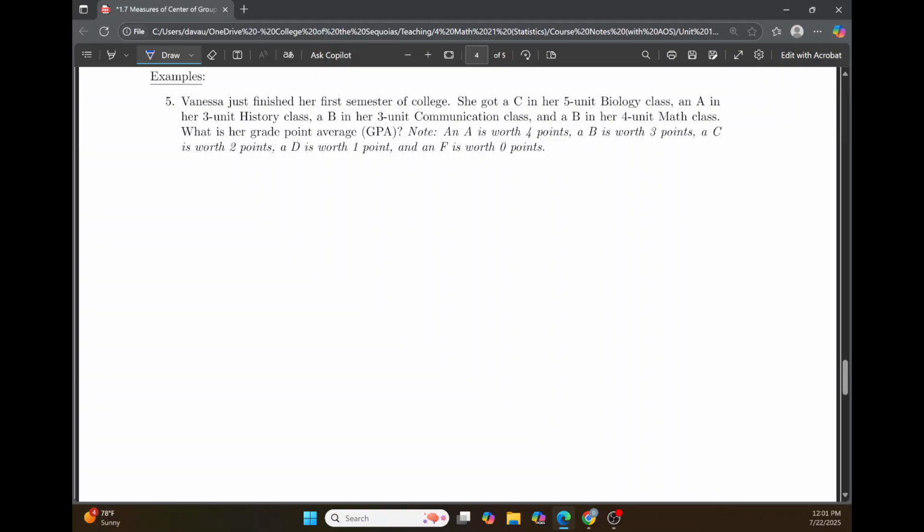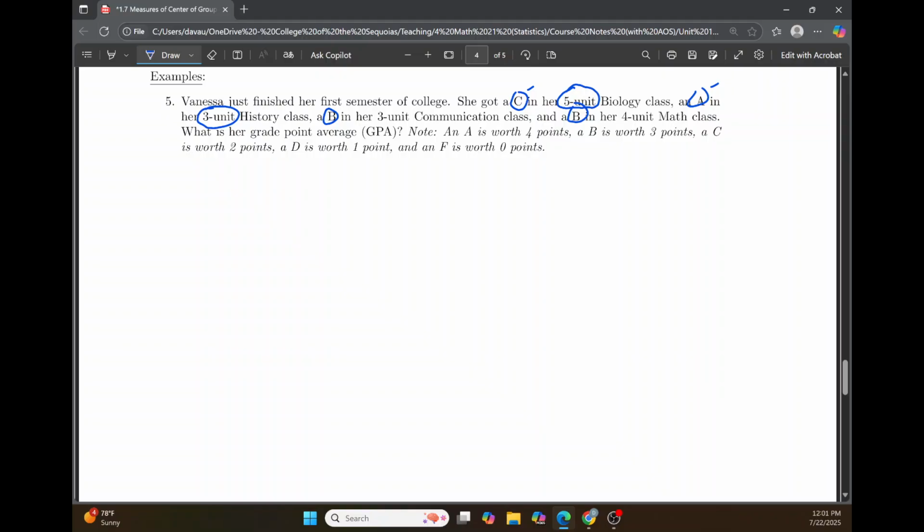Now, at first glance, you might think, oh, well, she got a C, an A, a B, and a B. So that should average out to a B, right? Because the A and the C kind of cancel each other and make a B. So you might think, oh, she has a B average, she has a 3.0. But that's not correct, okay? Because not all of her classes are the same units, right? The C that she got was in a 5-unit class, whereas the A that she got was only in a 3-unit class. So really, we're probably going to expect her GPA to be something a little bit less than a 3.0.